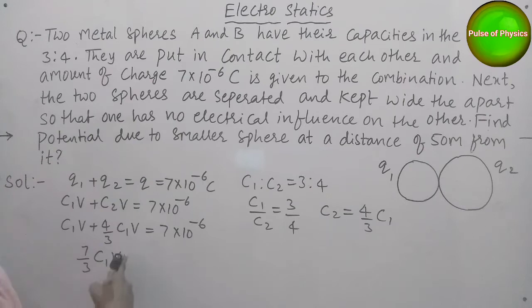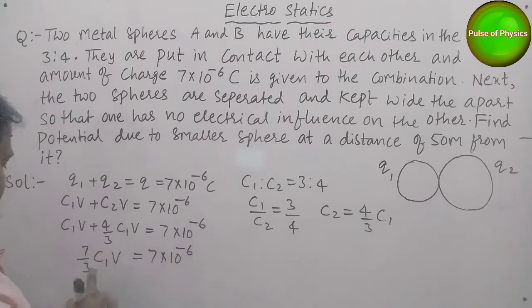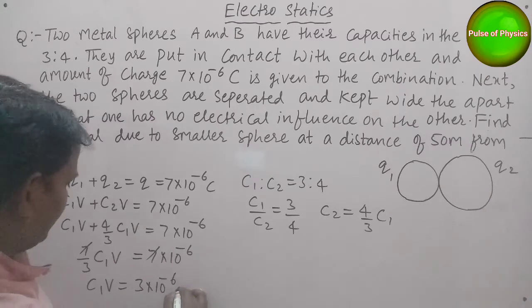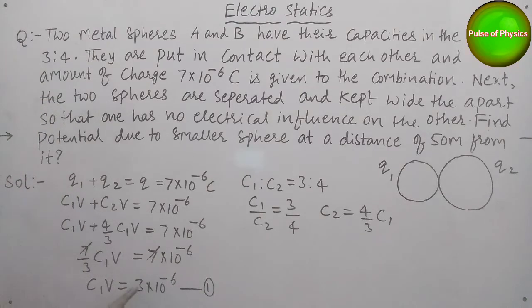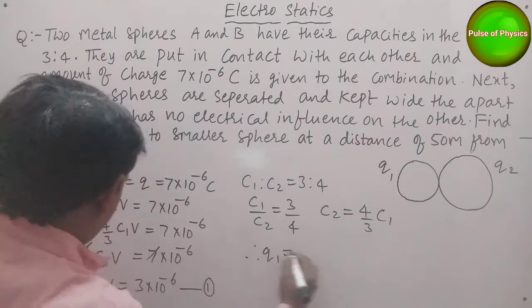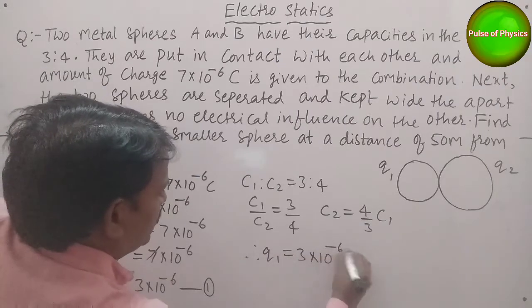is equal to 7 × 10^-6. Therefore, from this, the 7 gets cancelled and C1V is equal to 3 × 10^-6. This is equation 1. From this, I got C1V. What is this C1V? It is Q1. Therefore, Q1 is equal to 3 × 10^-6 coulomb.